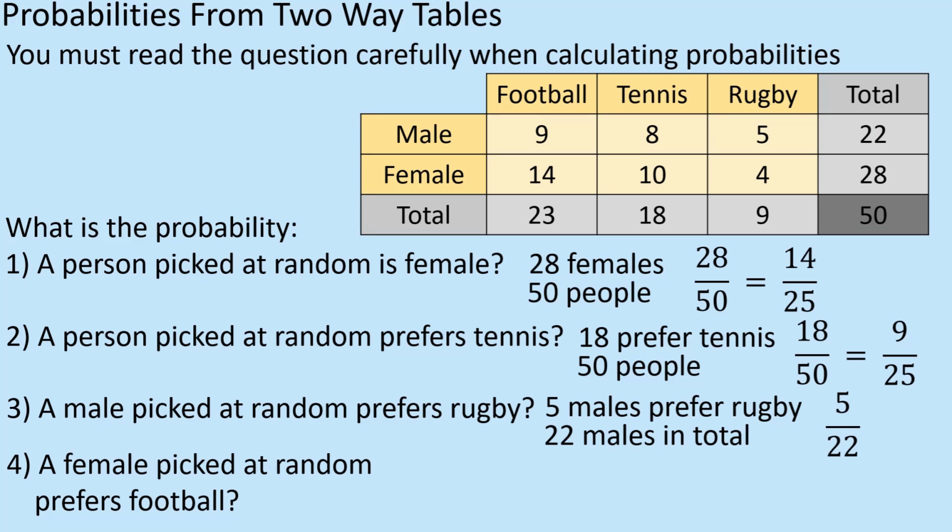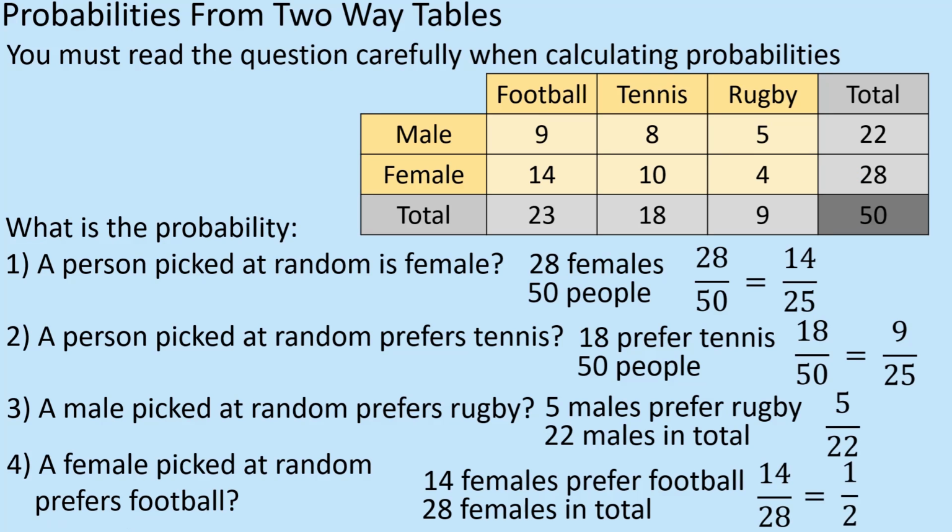And then finally, a female picked at random prefers football. Out of the females, there are 28. The number who prefer football is 14, so it's going to be 14 out of 28, which is a half. Okay, so there we go. That's probabilities from a two-way table. You need to know how to put together a two-way table, and then potentially they might ask you questions in terms of probability. So this is a little bit of probability and a little bit of two-way tables rolled in.